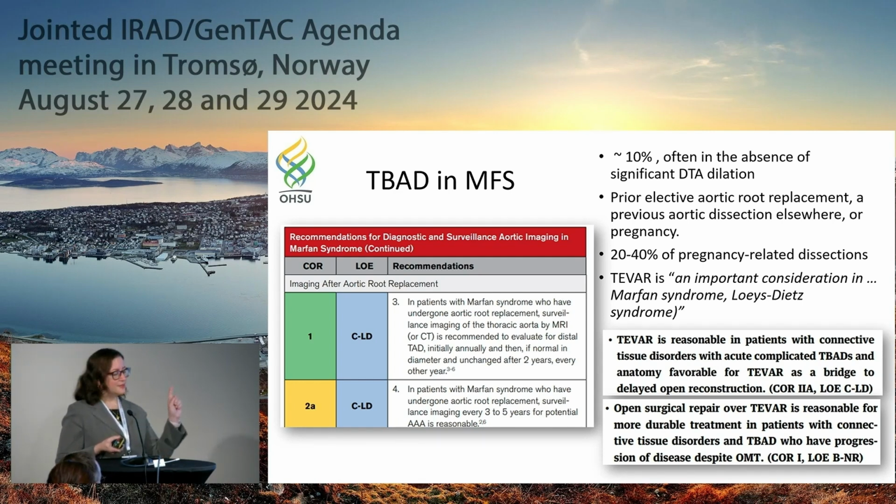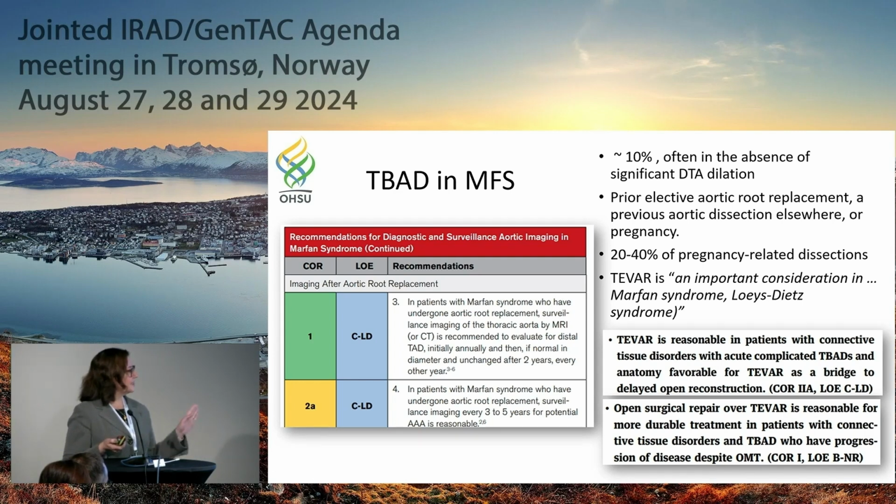And TVAR, as it comes to how it's used in this population, there's a debate on this tomorrow, but TVAR is an important consideration in this population if they are presenting with rupture or malperfusion. You need to get them out of hot water. So it is a reasonable approach in that sense. But open surgical repair over TVAR is a more durable option in the guidelines, and is mentioned in the guidelines when you're performing this in an elective setting.